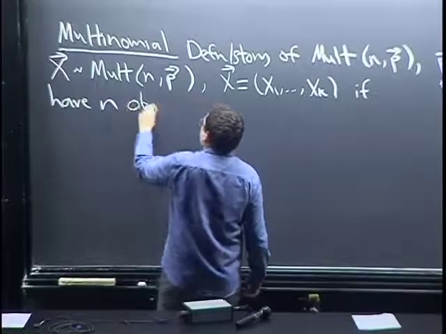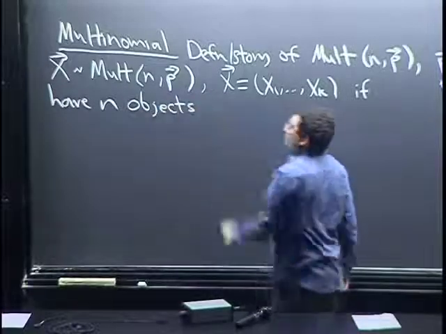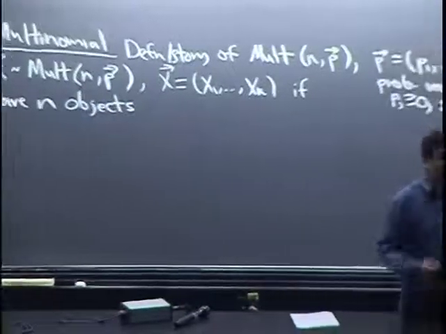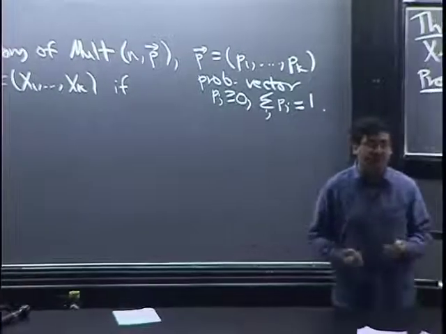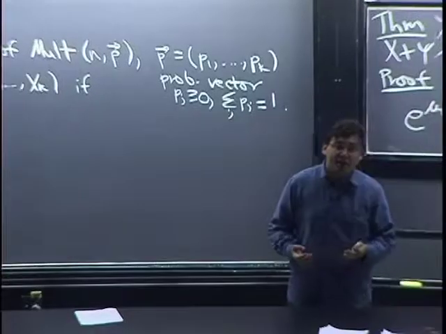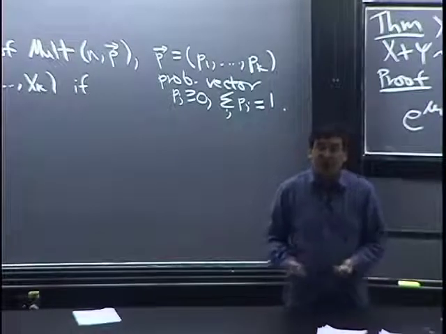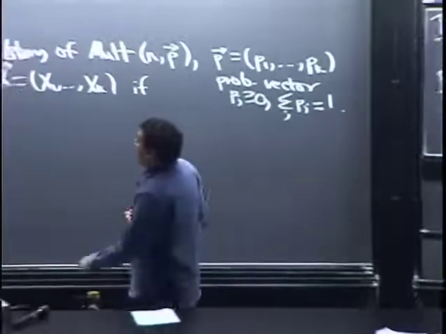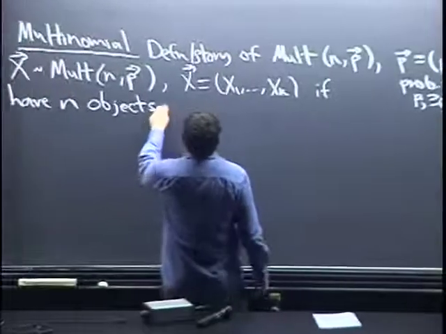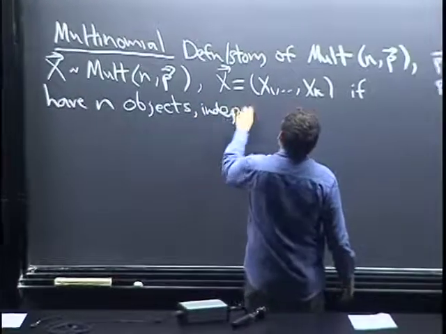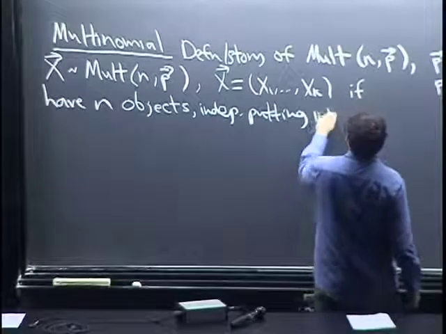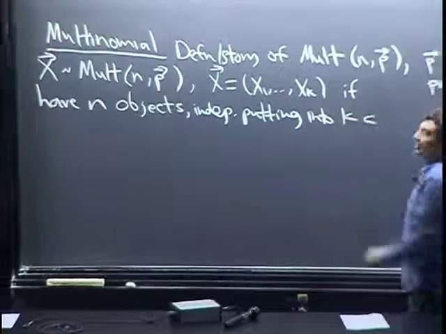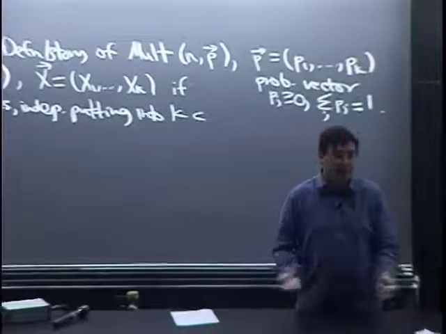But I'll just call them objects instead of trials. Each object could be people, could be trials, could be anything. So just very general. We have n objects that we are independently putting into k categories. So there are k possible categories. In the binomial, it's just success or failure, but now we have k categories.